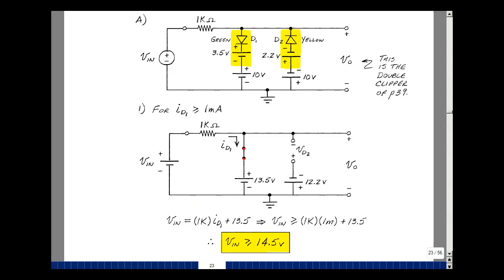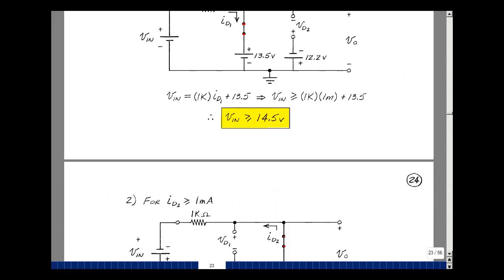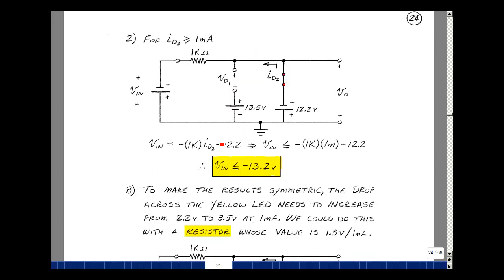Let's take a look at current going in the other direction. Current flows in this direction, and the yellow LED lights, and our ideal diode is a short. We have a 2.2 volt forward drop added to a 10 volt drop from the power supply, and that gives us 12.2. And that would really mean that, of course, V in is actually negative, that current's going to be flowing in this direction.